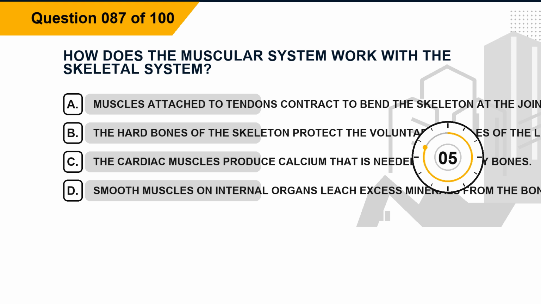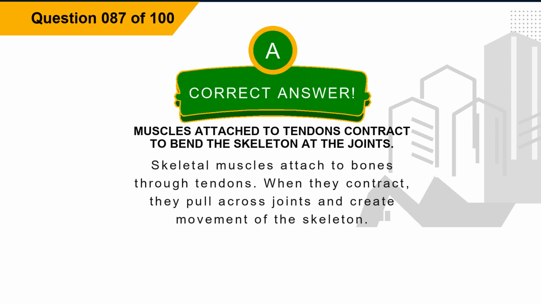Option D, smooth muscles on internal organs leach excess minerals from the bones. The correct answer is option A, muscles attached to tendons contract to bend the skeleton at the joints. Explanation: skeletal muscles attach to bones through tendons. When they contract, they pull across joints and create movement of the skeleton.